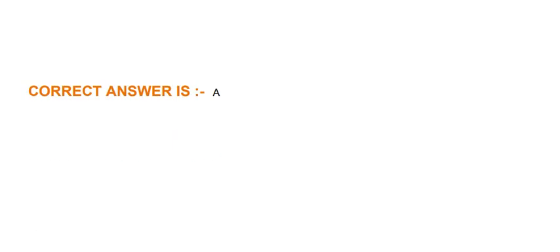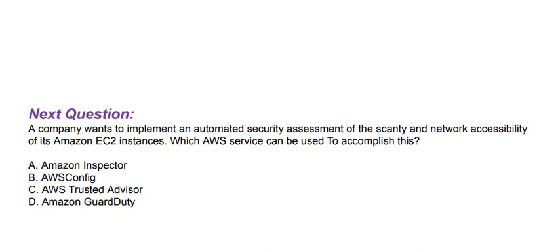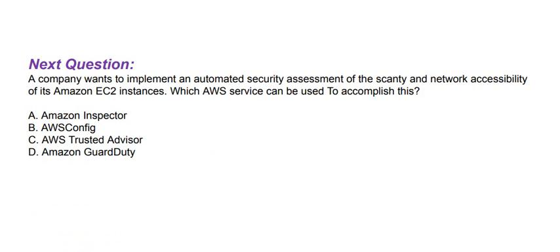Option A. Next question is, a company wants to implement an automated security assessment of the security and network accessibility of its Amazon EC2 instances. Which AWS service can be used to accomplish this? Option A. Amazon Inspector. Option B. AWS Config. Option C. AWS Trusted Advisor. And option D. Amazon GuardDuty. The correct answer is option D.